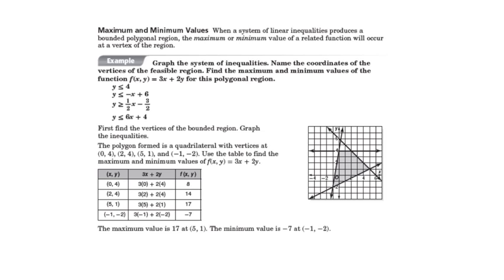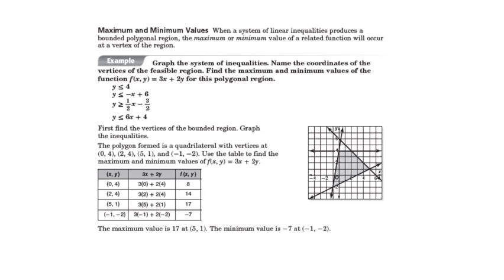So if you look at this example here, we're going to find what's called maximum, which is the highest value, and minimums, which are our lower values. So whenever a system produces a bounded polygonal region, meaning a bounded region that's a polygon, a polygon is just a shape, the maximum and minimum values of the related function will occur at the vertex.